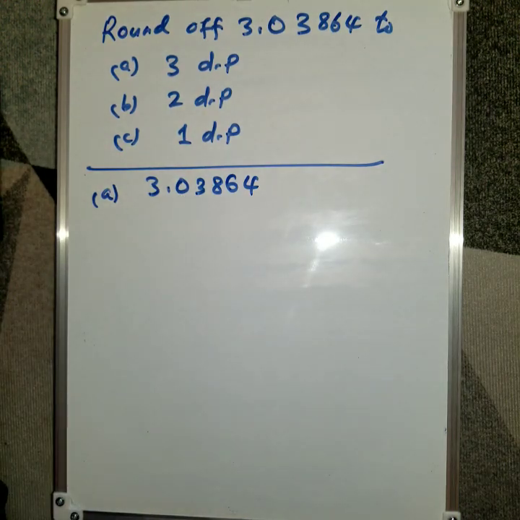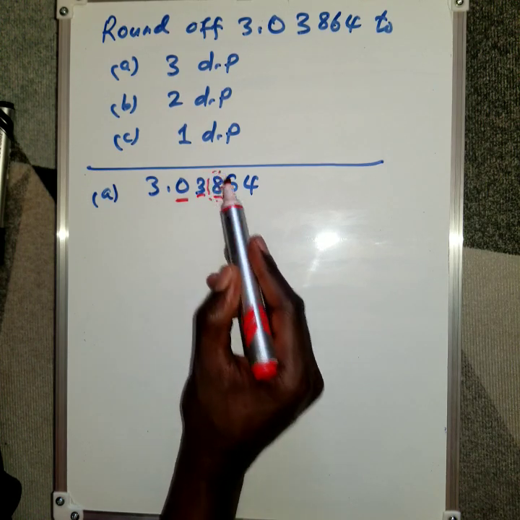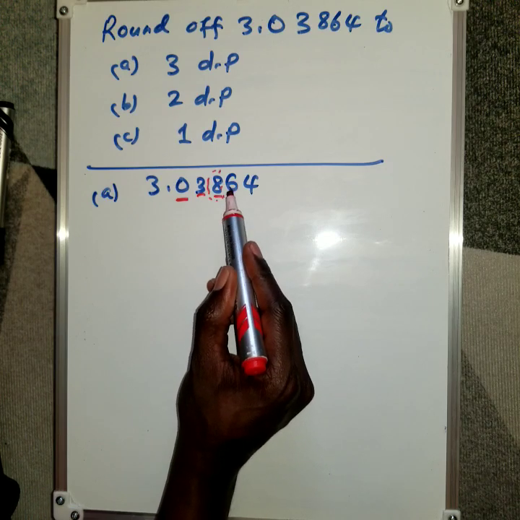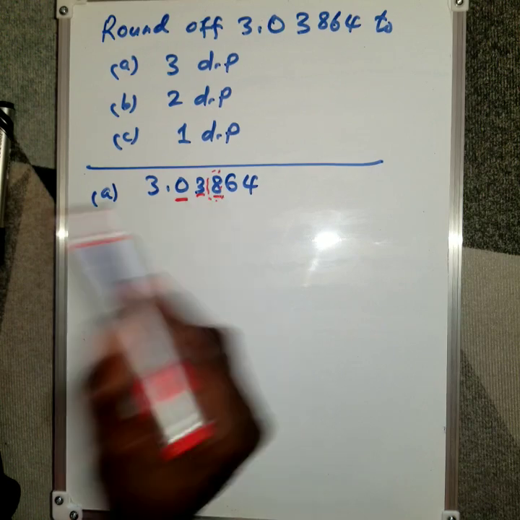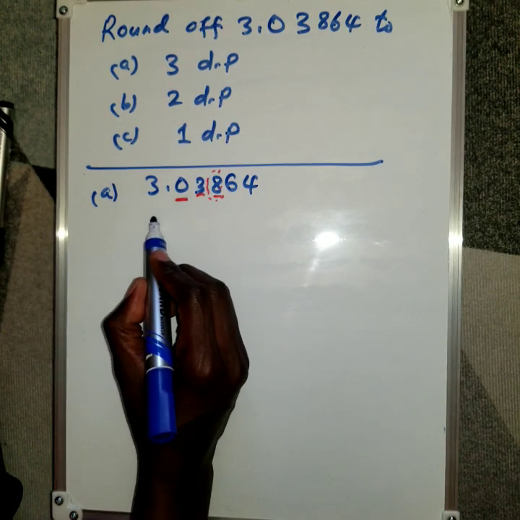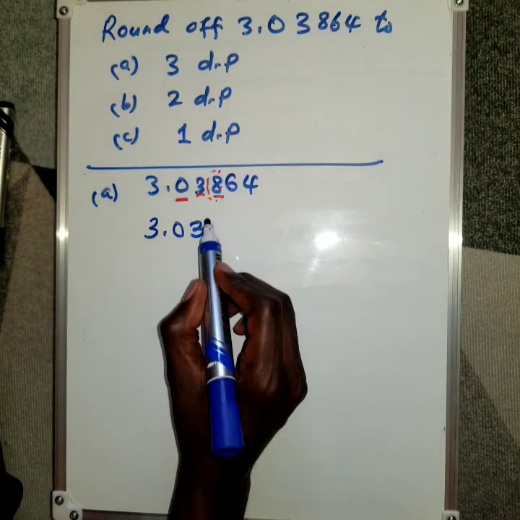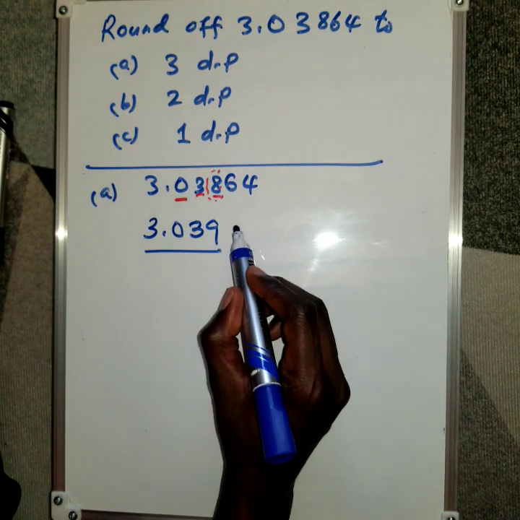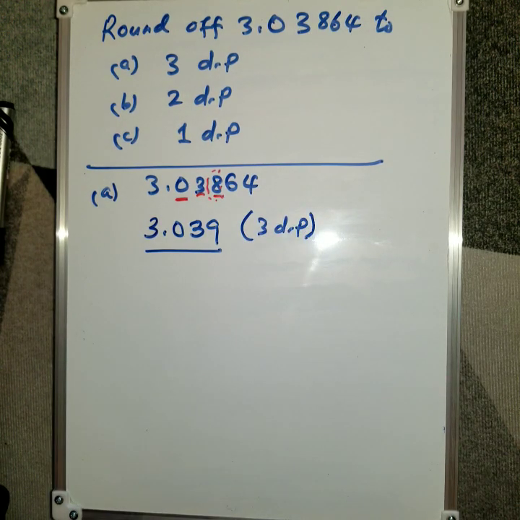So that will be 1, 2, 3, meaning the number should end at 8. But you look at the number that follows it, that is the 6 there. If the number that follows it is 5 and above, then this number will change. So it is going to become 3.03, then the 8 will change to 9. That's what it simply means. So you have rounded off to 3 dp, or to 3 decimal places.